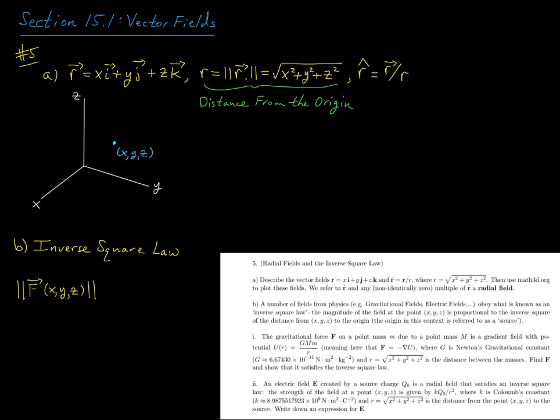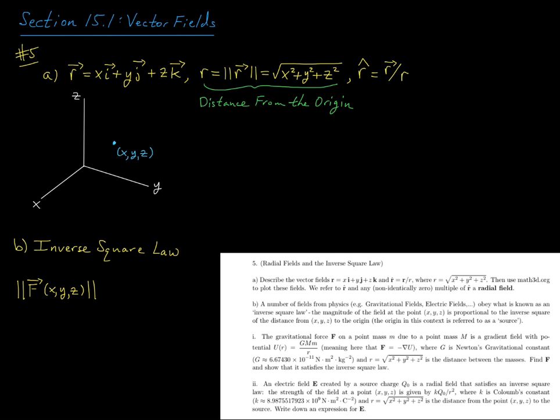Okay, so first notice that the scalar R is just the magnitude of this vector R, and it's just measuring the distance from the origin to the point x, y, z. And so this vector r hat is just the unit vector in the direction of this vector r.